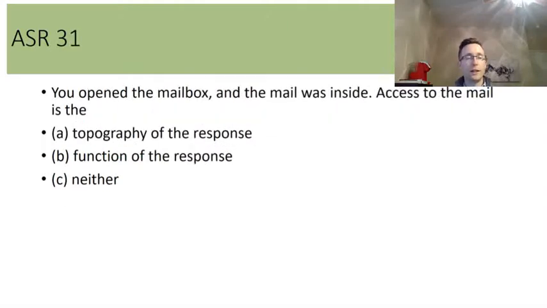Okay, ASR 31. You opened the mailbox, the mail was inside. The accessibility of the mail now is A, the topography of the response, B, the function of the response, or C, neither. Give you a few more seconds. All right, I'll close the poll, and the answer here is the function of the response. First the mail wasn't accessible, but then you open the mailbox, and there it is, now it's accessible. That's the change in the environment that was produced by the behavior.